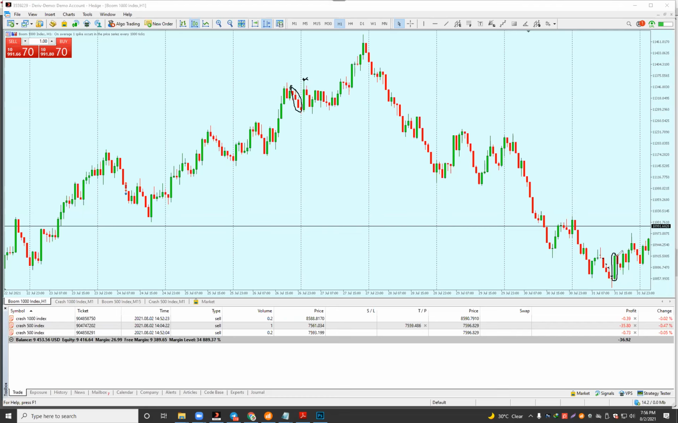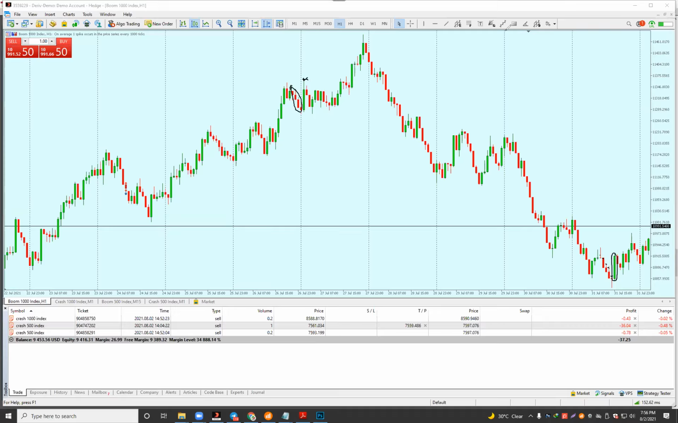So is it better to sell in the boom or buy in the boom? What is better? Buy, sir. Buy in the boom anytime. Anytime we will buy in the boom. We will never sell in the boom, right?